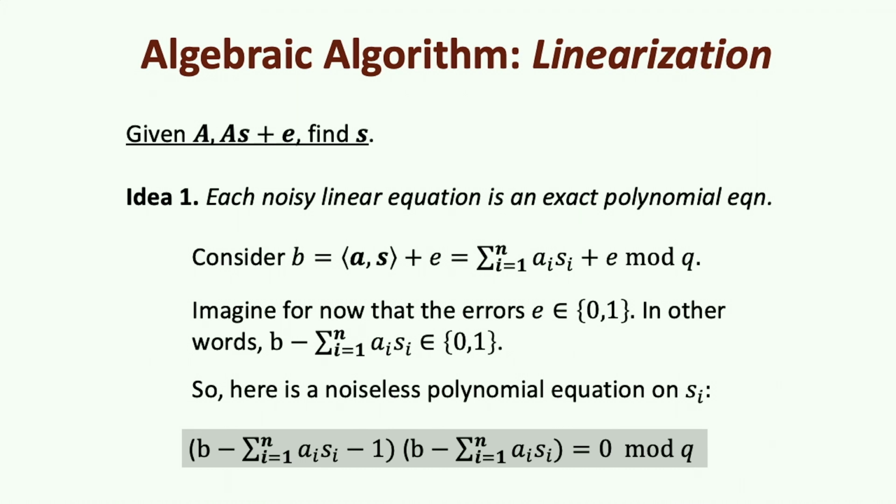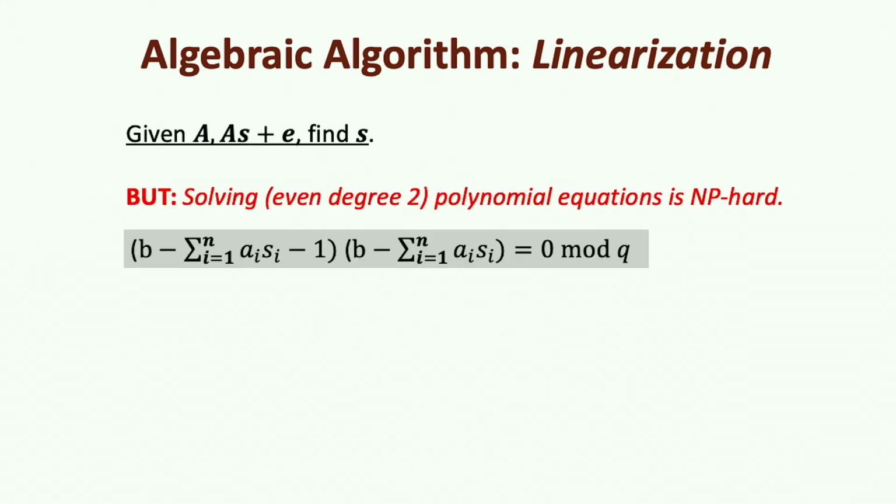And then you say, oh, good, that's fantastic. Like, I removed the noise. Yeah, that's great. Except solving even degree 2 polynomial equations in the worst case is actually hard. It's NP-hard, actually, depending on how you set the parameters. So it seems like we actually made progress in the opposite direction, if at all.